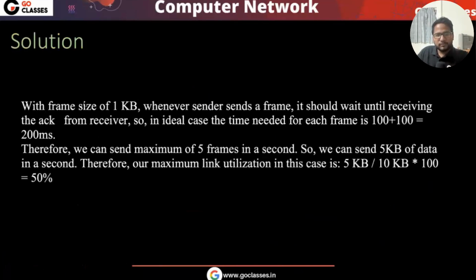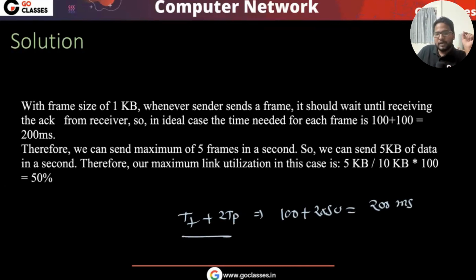They have given the solution like this with the frame size of 1 kb. Whenever the sender sends a frame, it should wait until receiving the ACK from the receiver. So in the ideal case, the time needed for each frame is TT plus 2TP, which is 100 plus 2 into 50, so it is 200 milliseconds, till it gets the ACK also. For every frame, it will take this much RTT. So in 200 millisecond, how many are we sending?